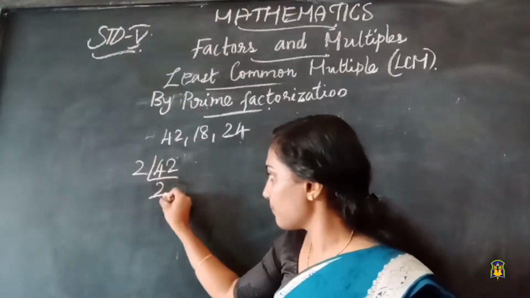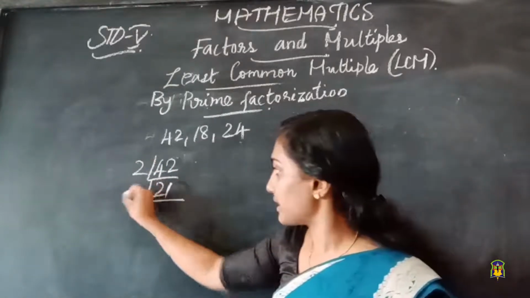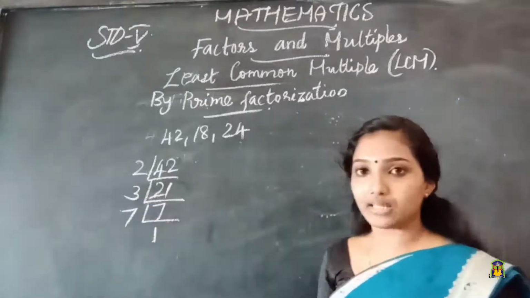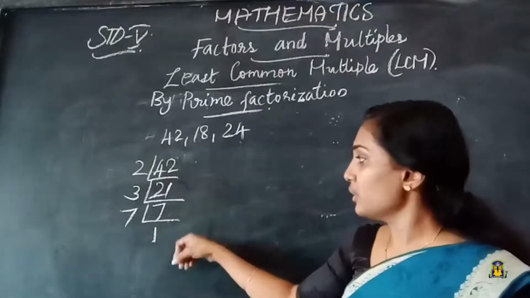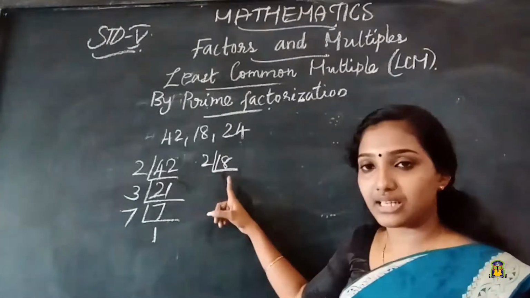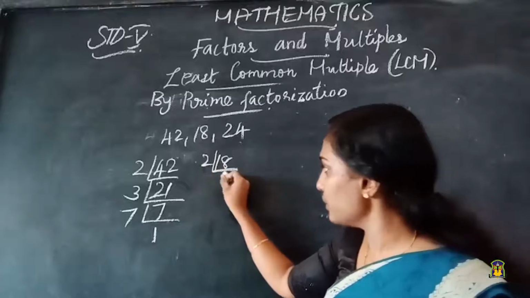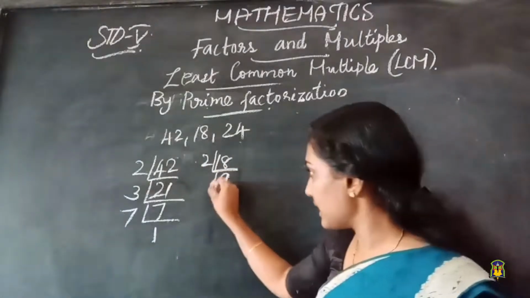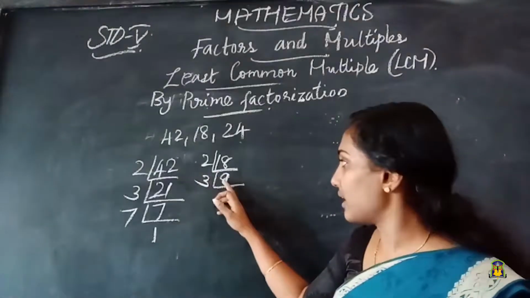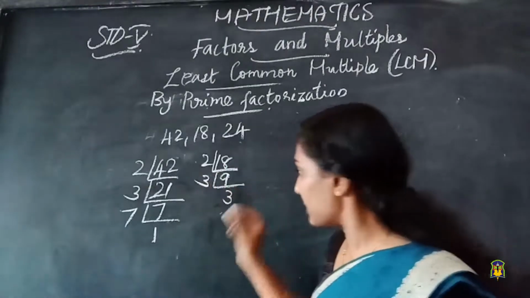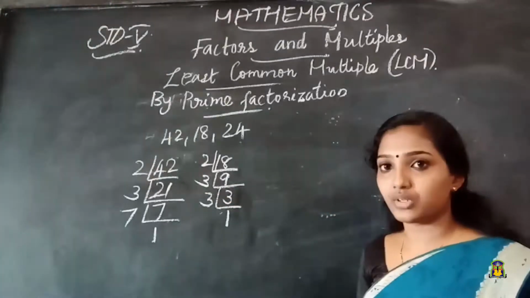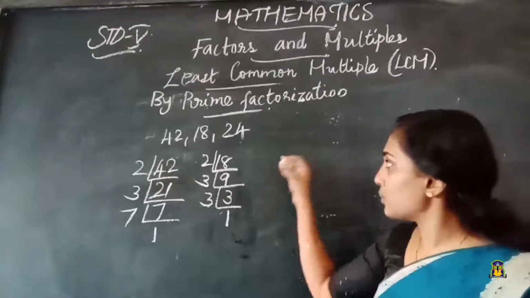42 divided by 2 is 21. Again 21 divided by 3, we get 7. 7 divided by 7, we get the quotient as 1. So we are done with 42. Then moving on to our next number, 18. 18 divided by 2 is 9. With 2 it is not possible again, so we divide 9 by 3 and get 3. Again 3 divided by 3 gives 1. So 18 is over.